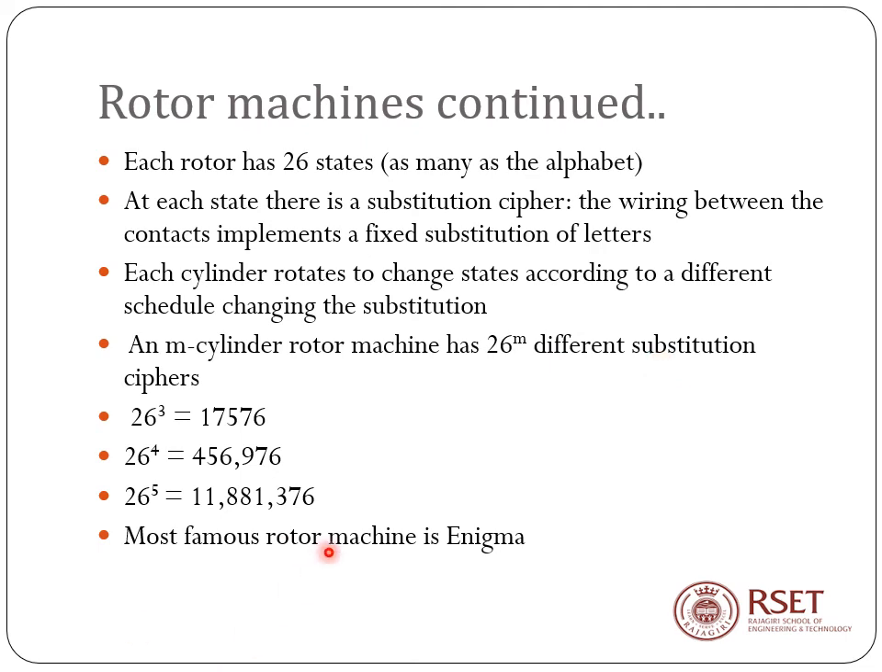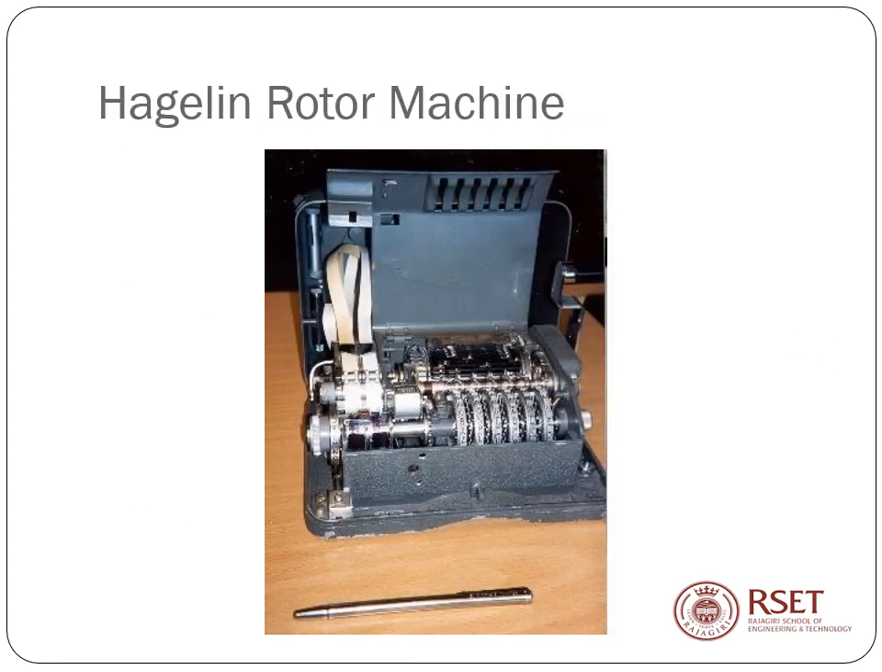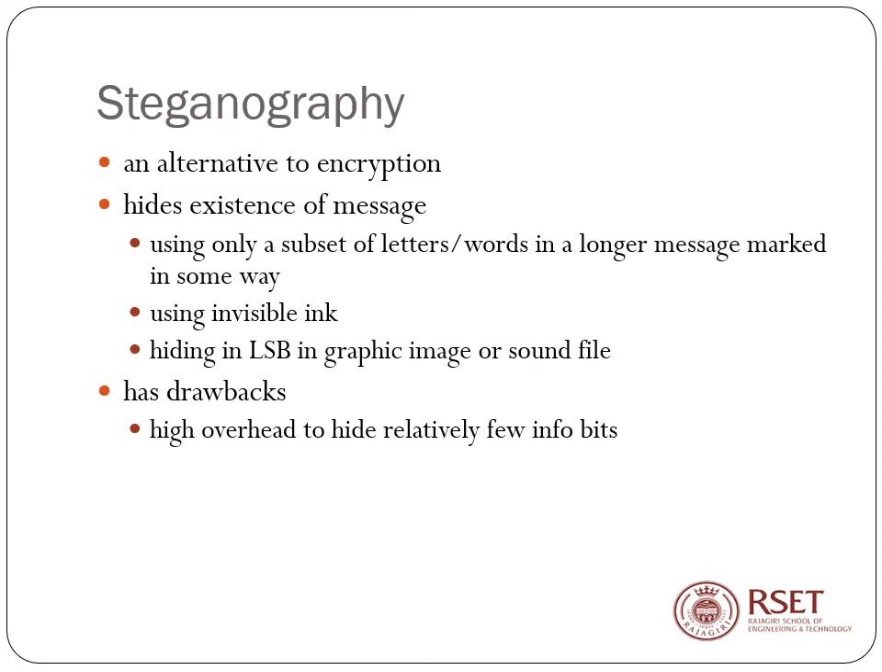So this was the most famous rotor machine, Enigma. So this also was used just before the modern ciphers. So this was another figure of a rotor machine. You have a machine over here and the other components which help you to perform a secret communication.